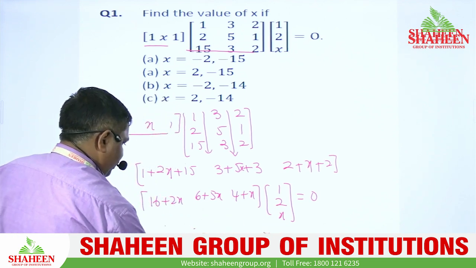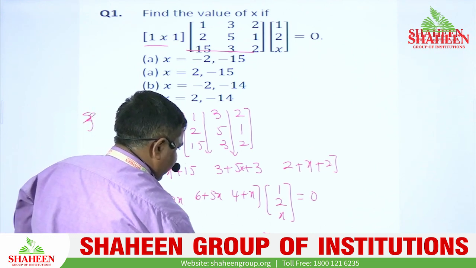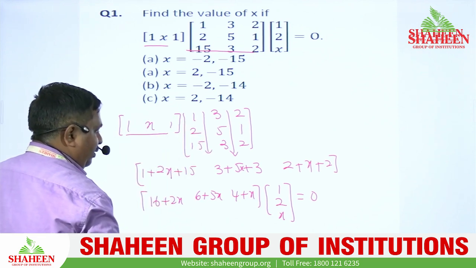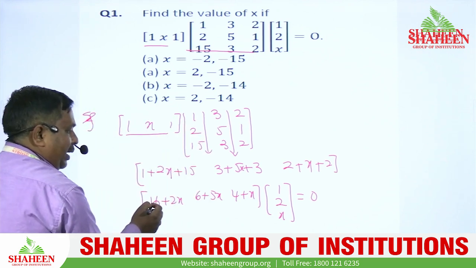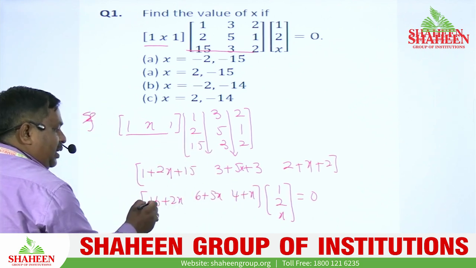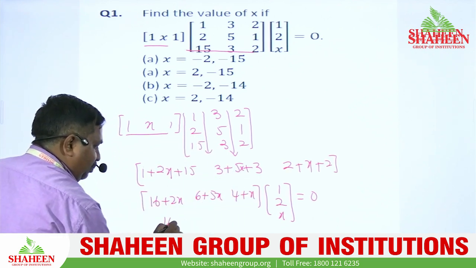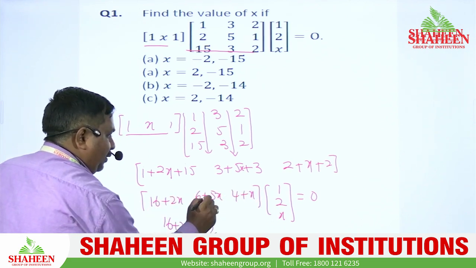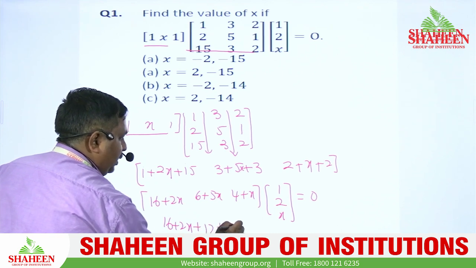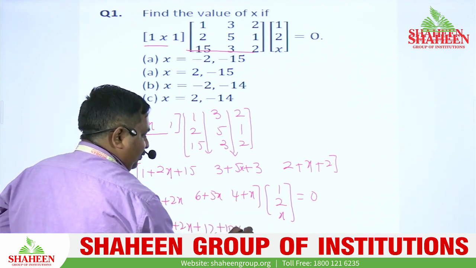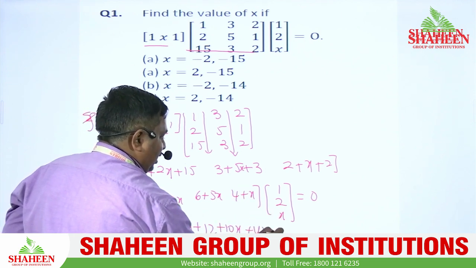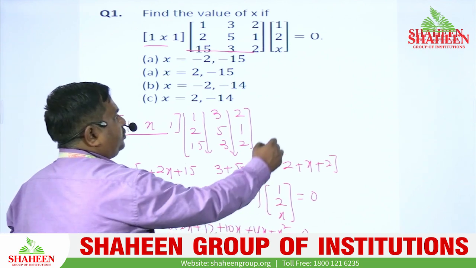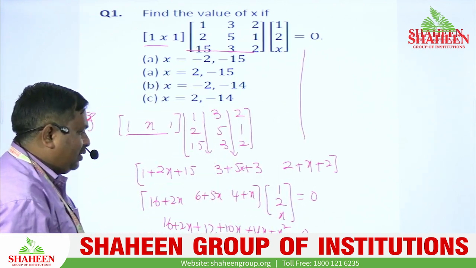So actually here we made a mistake that I'm rectifying here. Here x I have not multiplied. That's why we're getting this wrong. This matrix is multiplied with this column. 16 plus 2x into 1 is 16 plus 2x, and 6 twos are 12, 5x twos are 10x, and 4 into x is 4x, and x into x is x square, and this is equal to 0. This is our quadratic equation. On solving this quadratic equation, we'll get the value of x.